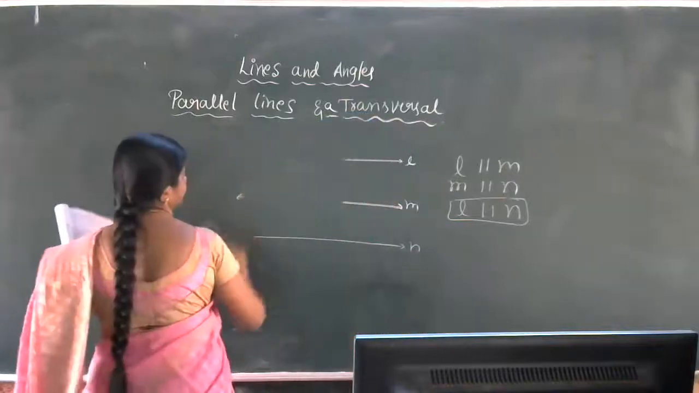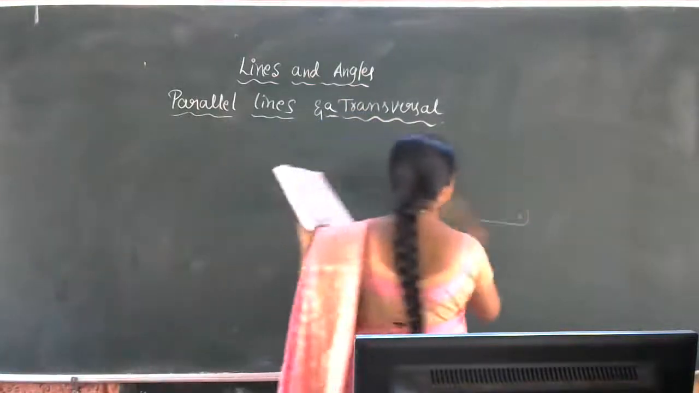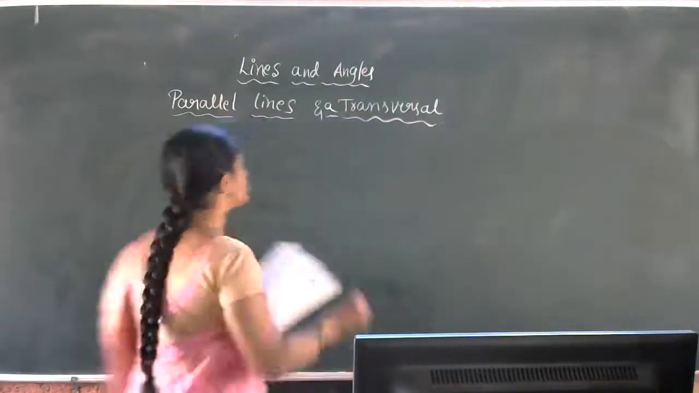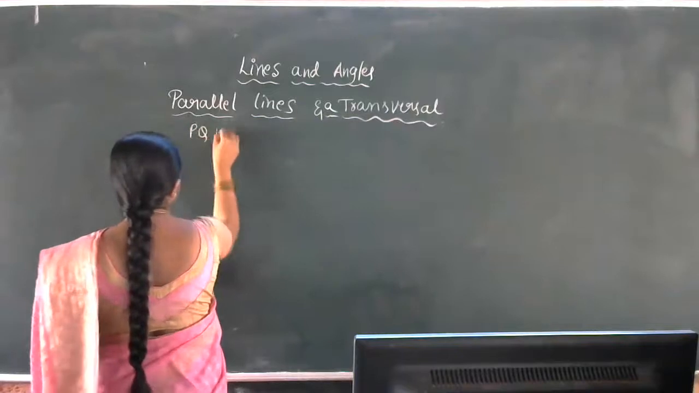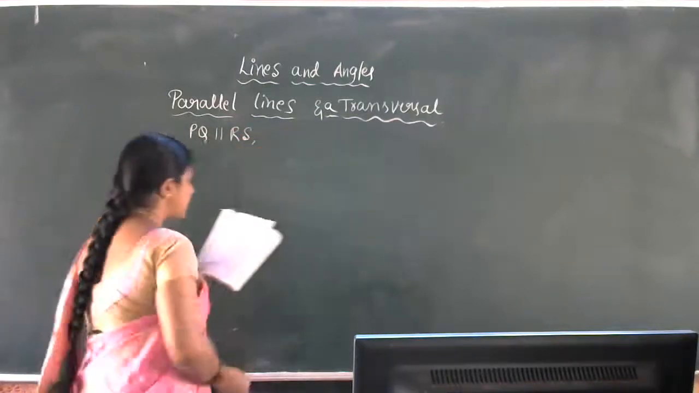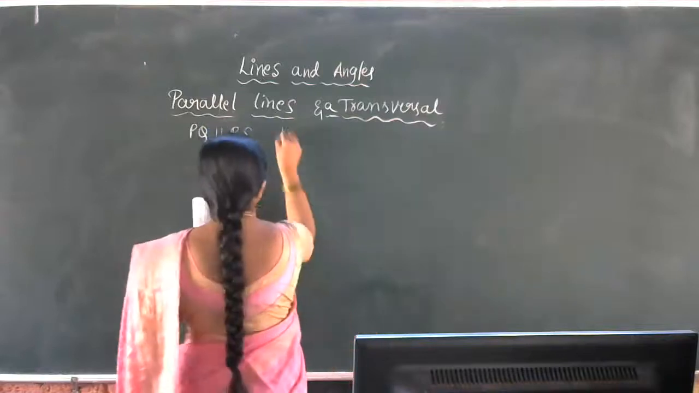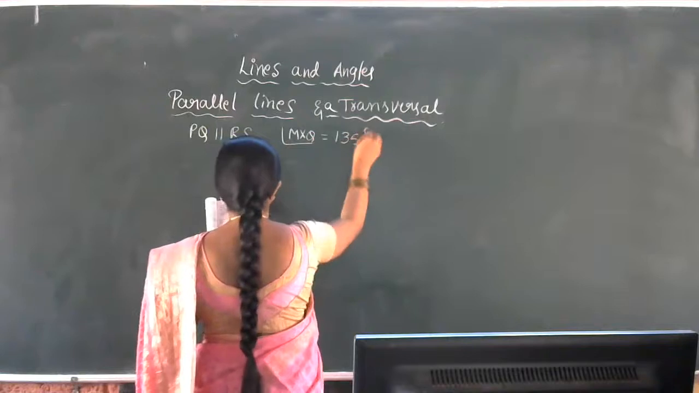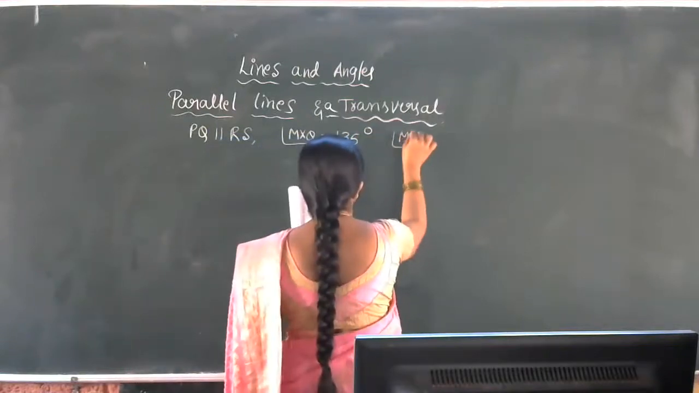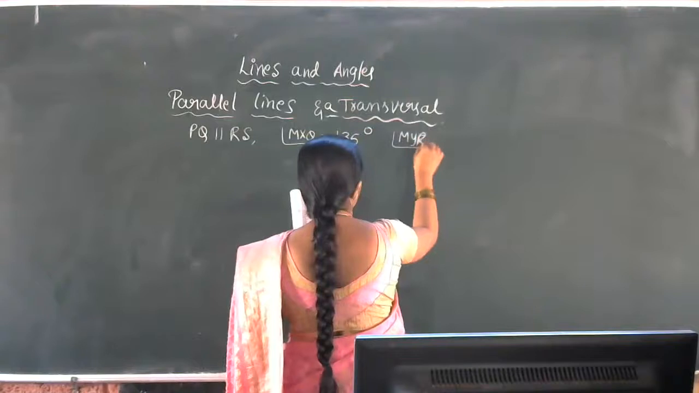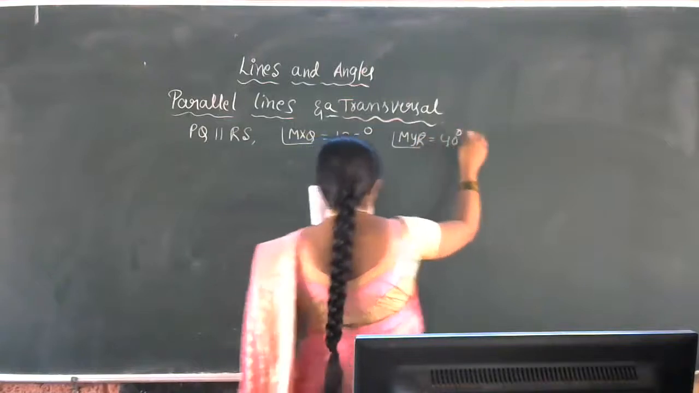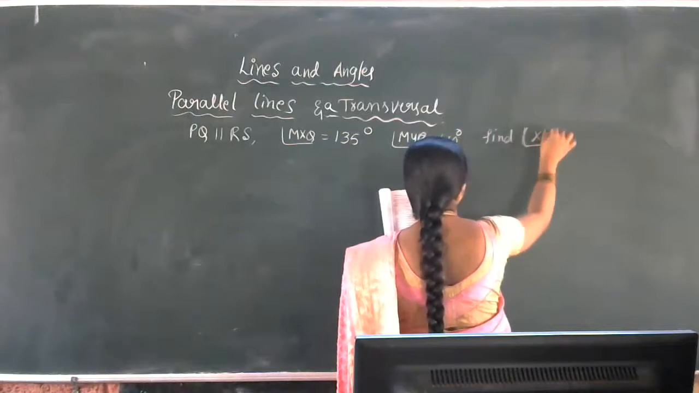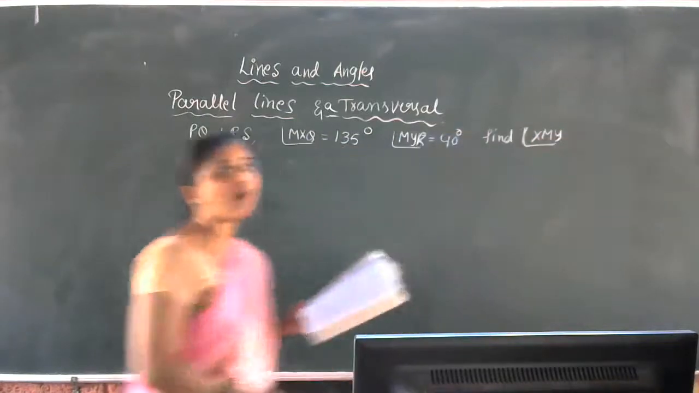In the figure, I'll read the question first. In the figure, if PQ is parallel to RS, angle MXQ is equal to 135 degrees and angle MYR is equal to 40 degrees, then find angle XMY. Angle XMY we have to find.